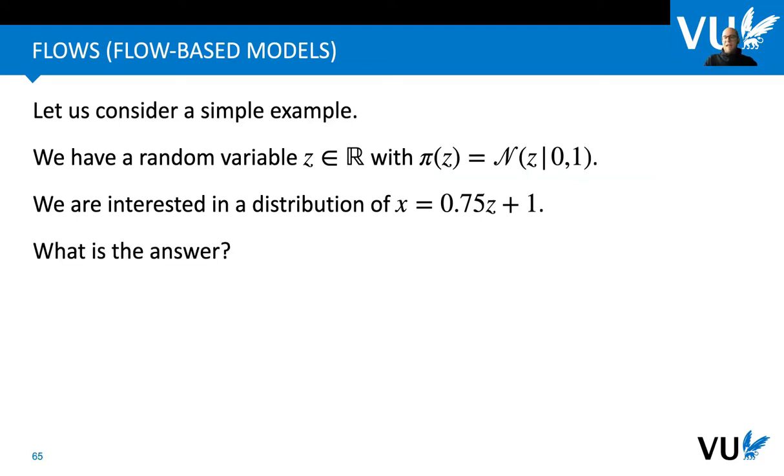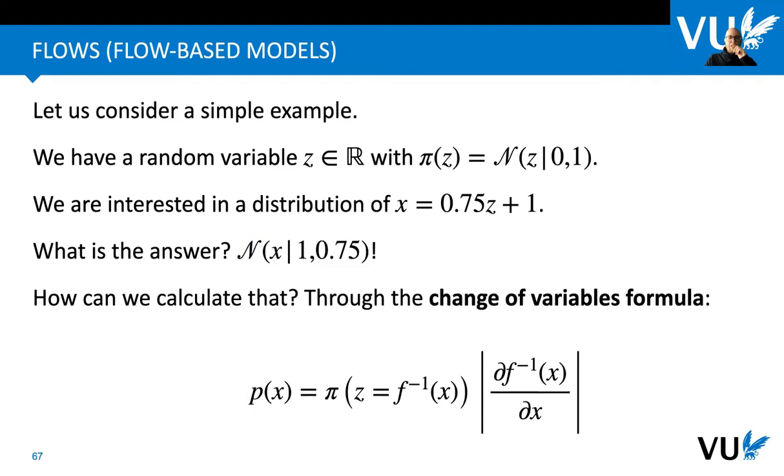To get the answer, of course, we can say, as I told you almost immediately, that because we shift, we change the mean, and then we multiply, so there is the variance difference. But how can we calculate this? We can calculate it through the change of variables formula, okay?